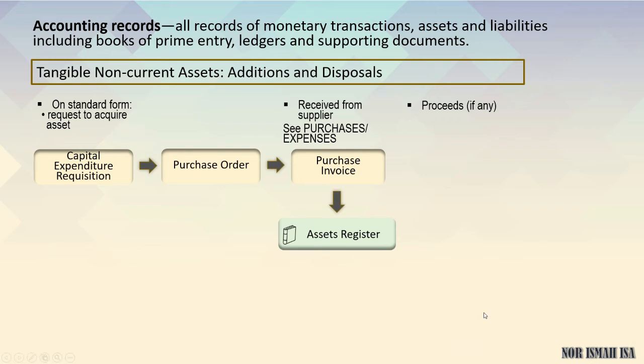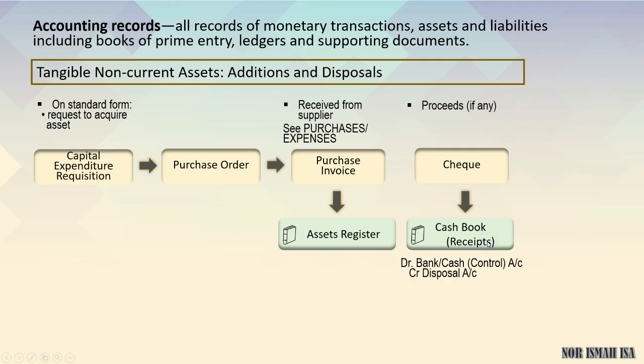And then, if the company wants to dispose of the non-current asset, after disposal, if there are any proceeds, they will receive a check or any method of payment. When you receive a check, this amount of the check should be updated in the cash book at the receipt part. At the end of the month, it should be posted to the nominal ledger by debiting the bank or cash account and crediting the disposal account upon receiving proceeds from disposal of the non-current asset.